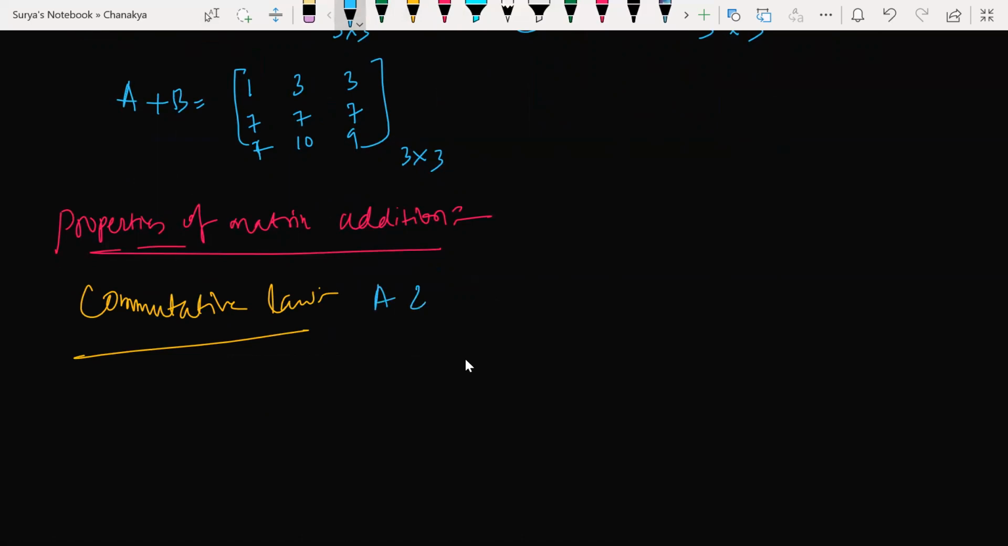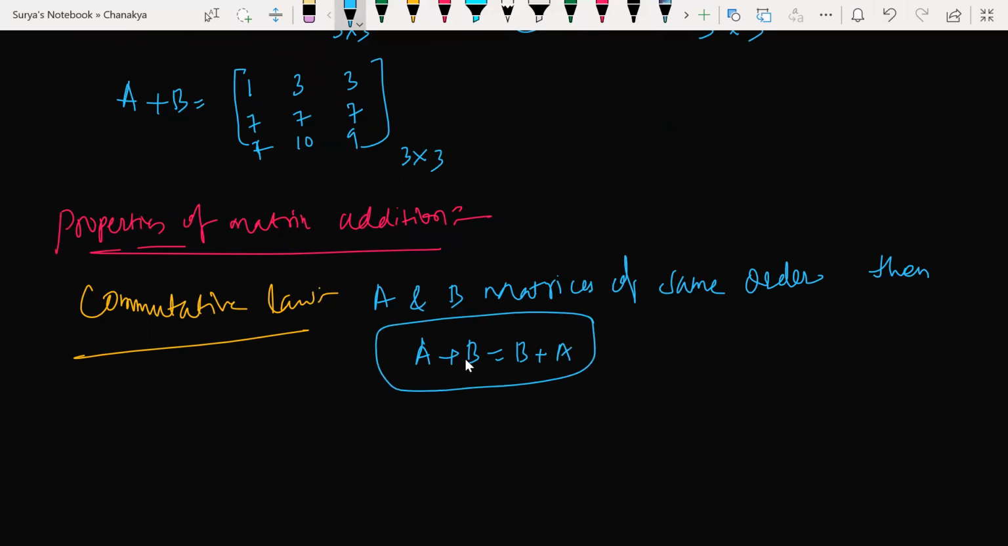If A and B are matrices of the same order, then A plus B will be equal to B plus A. This is what the commutative law says here. You understand my point? Next, the associative law.